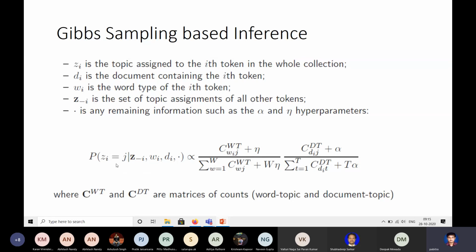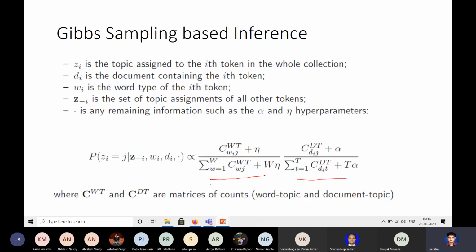The posterior probability that Zi equals j, that means the jth topic is assigned to the ith word, given the assignment of the rest of the words, the observed word, and the document in which I have observed the word. That information I need, that it is from doc1, and the other hyperparameters, alpha, beta, and all those things. This is, as I have said, the product of two probabilities.